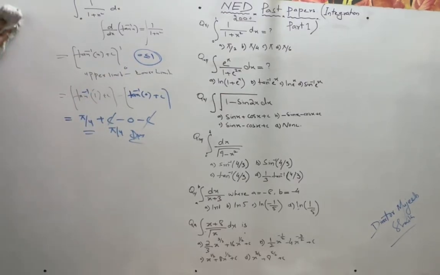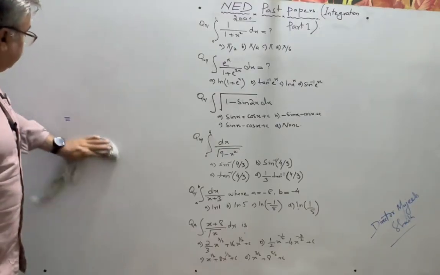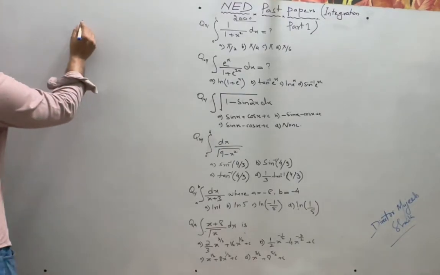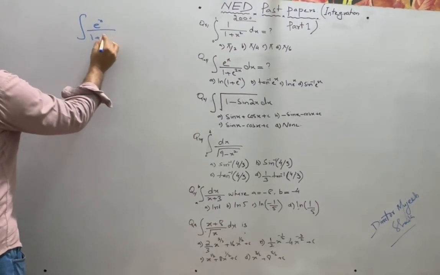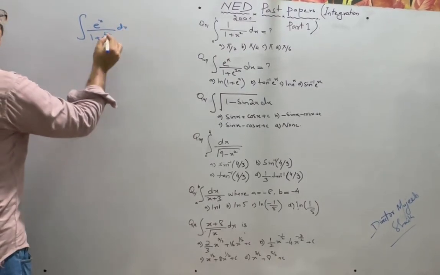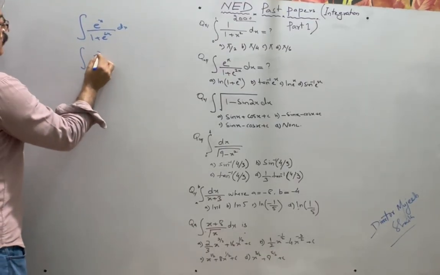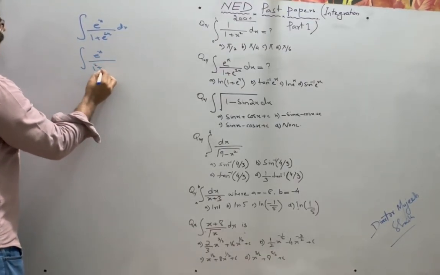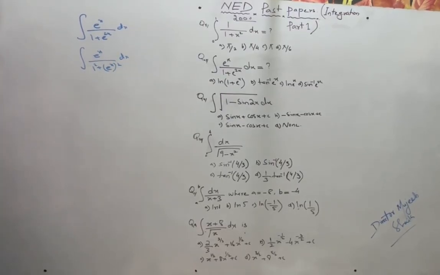Moving towards question number 2. It is e raised x over 1 plus e raised 2x dx. Okay. Making life simple, don't go here and there. It's 1 plus, it is e raised x square, e raised x square dx.